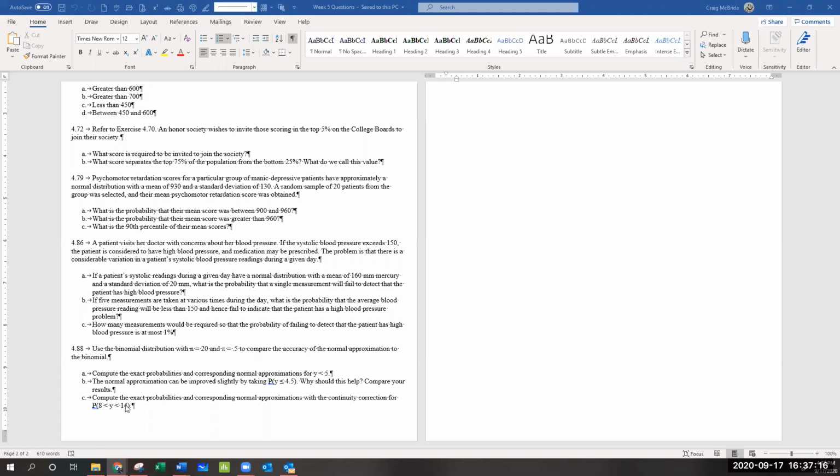So the thing to remember about C is if we want to be strictly between 8 and 14, then that means we really only want the binomial values 9 through 13. Because that's what it means to be strictly greater than 8 and strictly less than 14 when we're dealing with a binomial distribution.